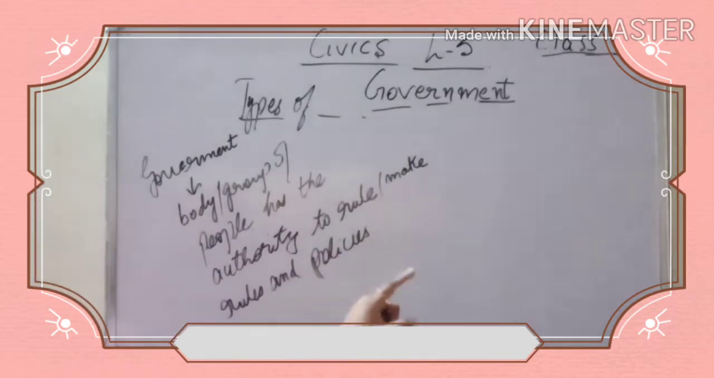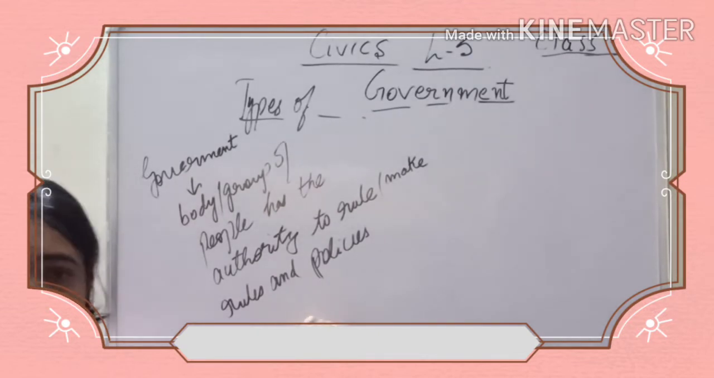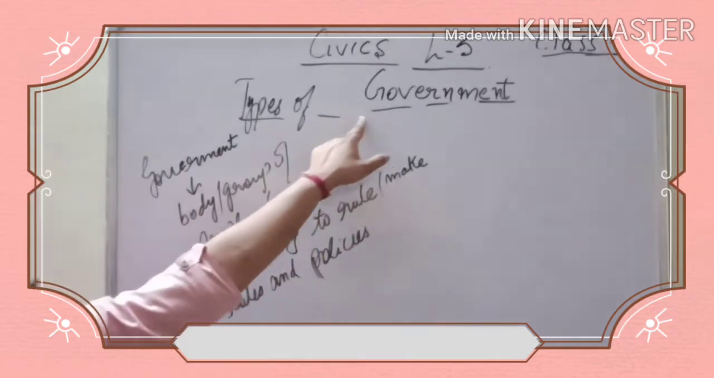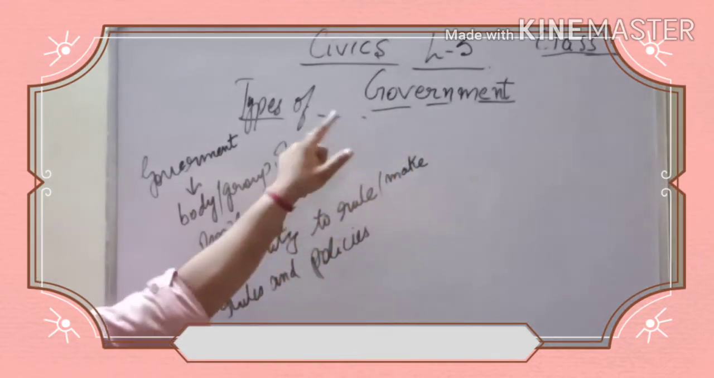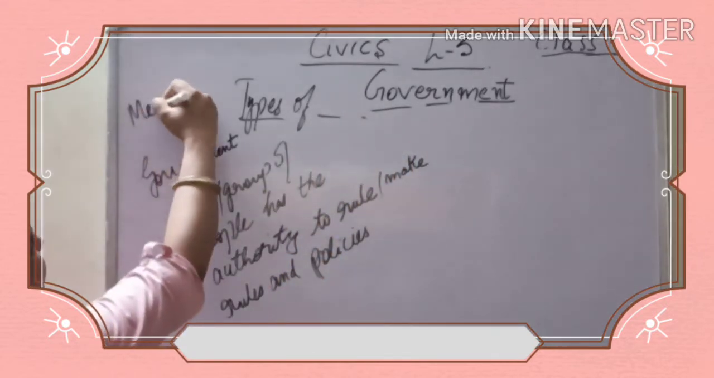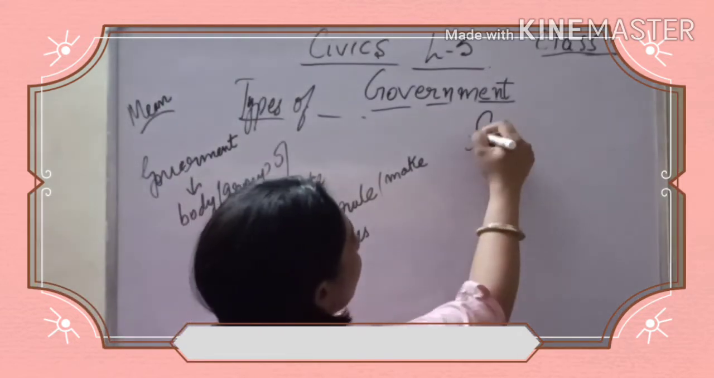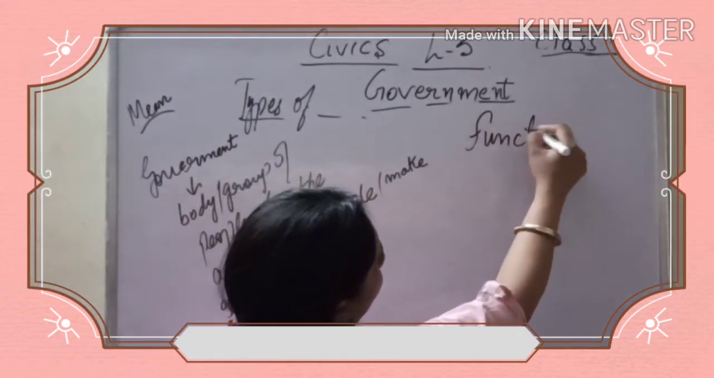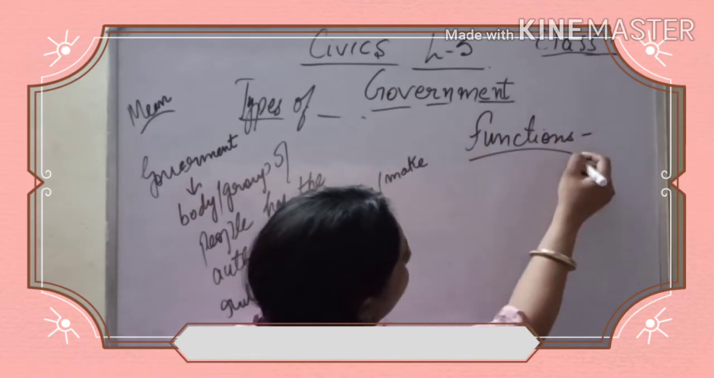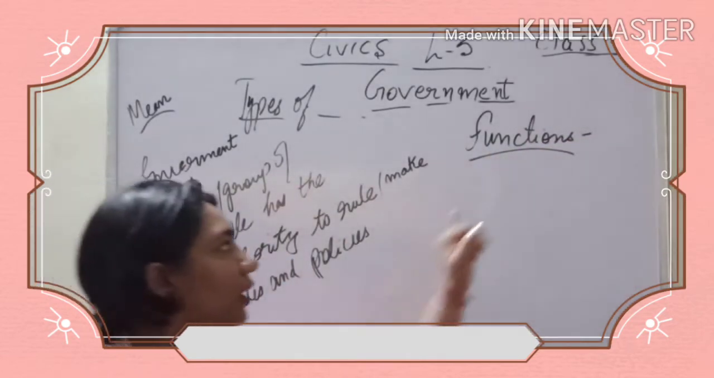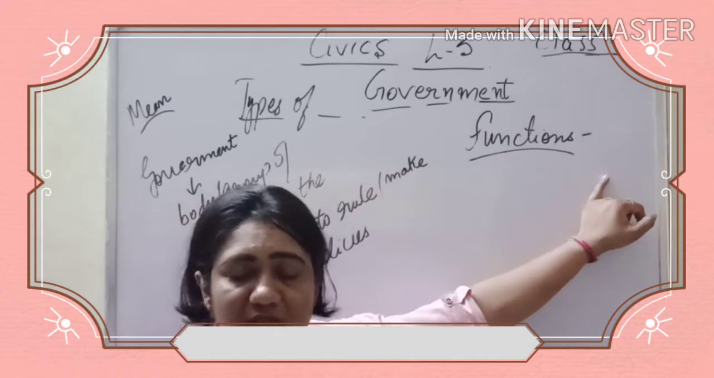So if we talk of the government, we will say it is a body that makes rules and policies for the efficient running or functioning of our country. So this is your government. This is the meaning of government. First we'll deal with the meaning of government, then we'll discuss the functions of government. If you remember, I started my introduction with the functions of the government.